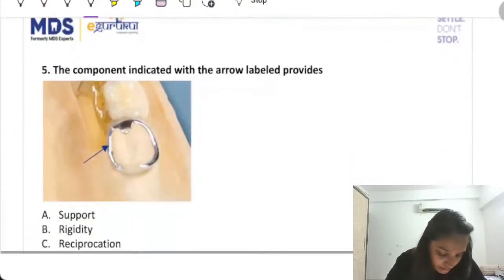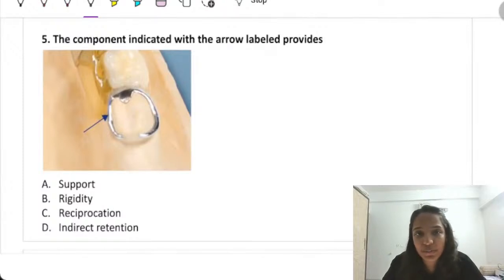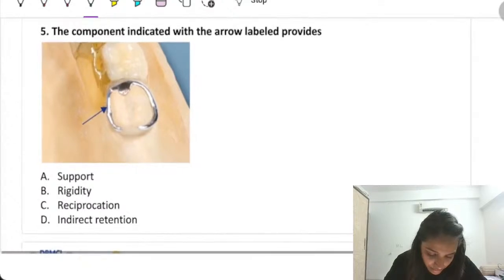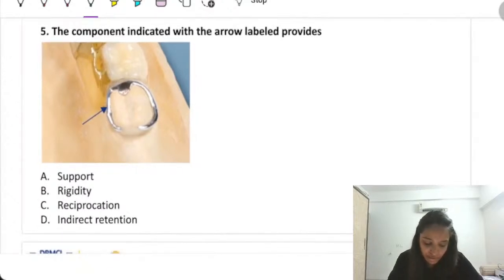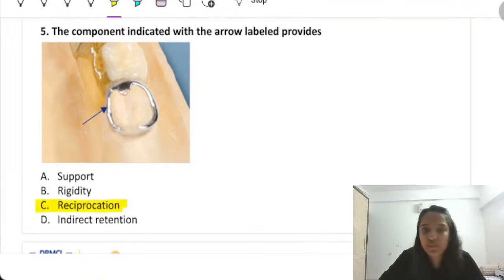So we would go to the next component now. It is a fairly easy question if you have gone through all classes of RPD. The component indicated here shows what? Can you tell me what the component is over here with the label? Does it provide support, rigidity, reciprocation, or indirect retention? What is the answer to it? Yes, excellent. So this is a reciprocal arm and it provides what is called reciprocation.